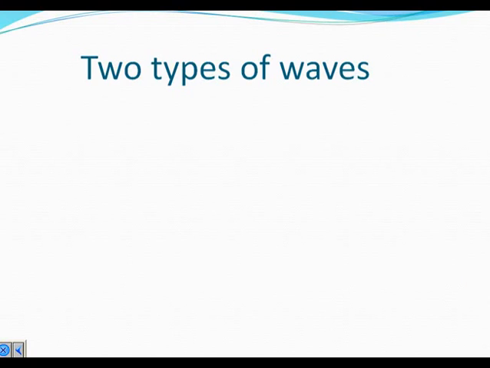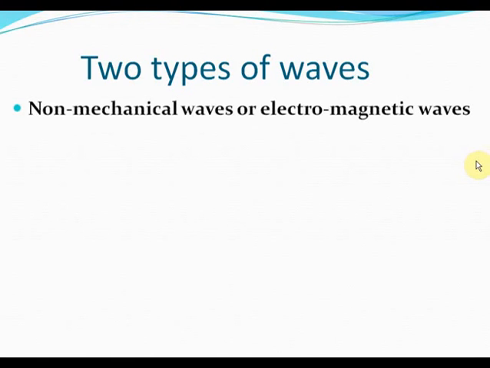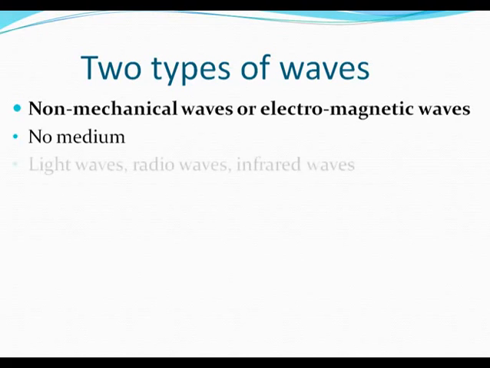There are two types of waves. The first type of waves are electromagnetic or non-mechanical waves. These are waves which do not require a medium to travel. This means that energy can be transferred from one point to another in this kind of wave motion without there being any vibrating particles in between. Sound waves are not electromagnetic waves, for example, because they require air, but electromagnetic waves can travel through space also because they don't require any medium.